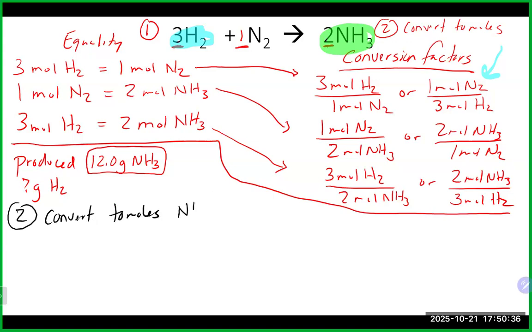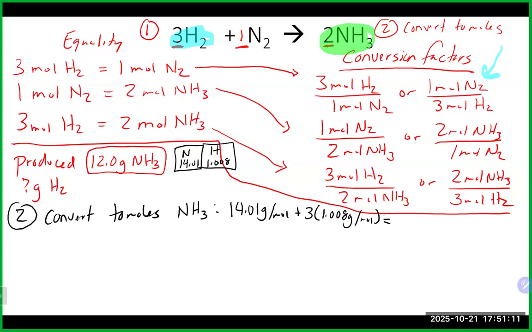That means we need the periodic table to get the molar mass of NH3. We find our friend nitrogen, which says 14.01 underneath it. We find our friend hydrogen, 1.008 underneath it. So we calculate our molar mass for NH3: 1 nitrogen at 14.01 grams per mole, plus 3 hydrogens, each at 1.008 grams per mole, which gives us a molar mass of 17.03.